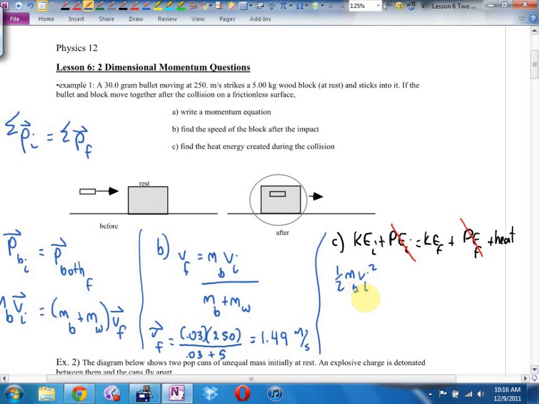Equals a half... After the collision, what was moving? The mass of the block, the bullet and mass of the wood, V final squared plus heat. Now, this is the first time that our masses aren't going to cancel because we have different masses. Before the collision, only one mass was moving. After the collision, two masses were moving, but they both have kinetic energy.